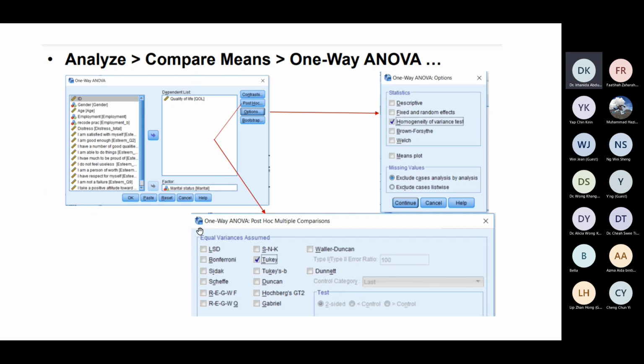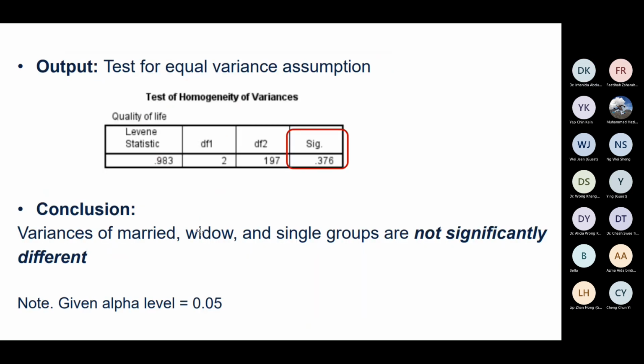The steps that you need to follow: under Analyze, click Compare Means, click One-Way ANOVA. When you choose your dependent list, our dependent variable is quality of life, and the factor, the group that we are looking at, is marital status. Under Post Hoc, you click Tukey, and then under Options, this will pop up. You click homogeneity of variance test, continue. And this is the result.